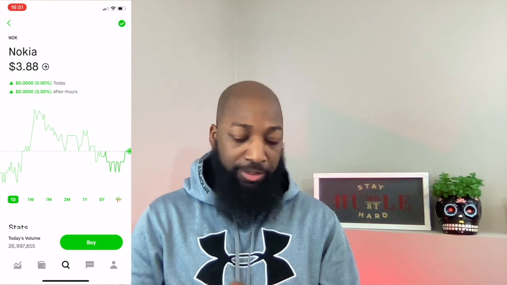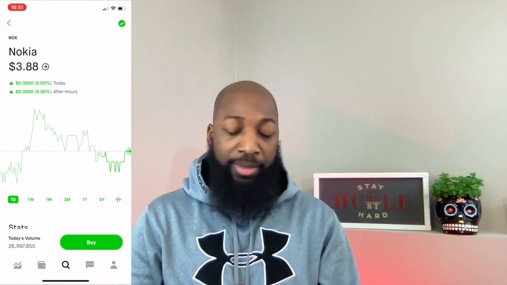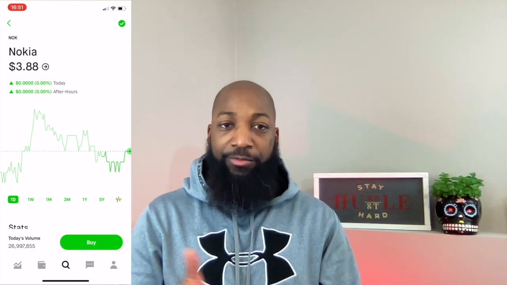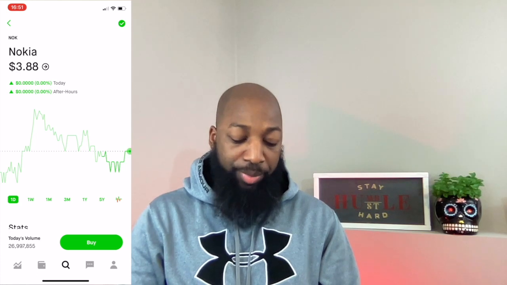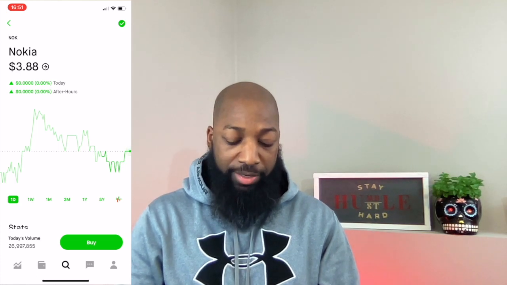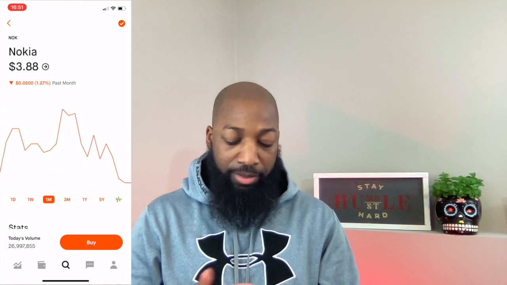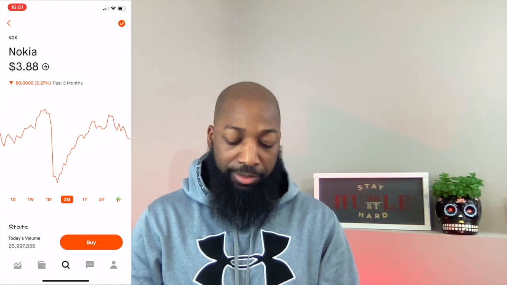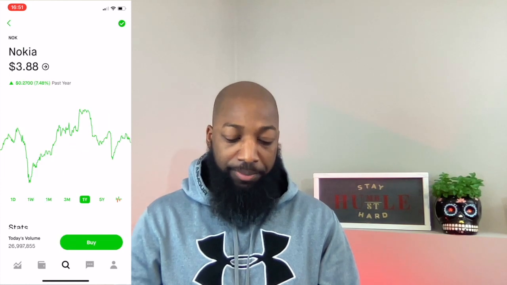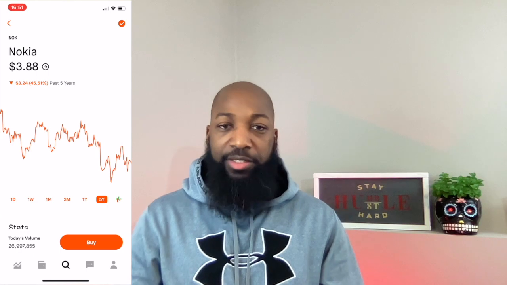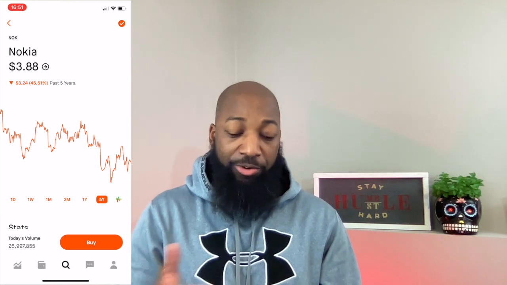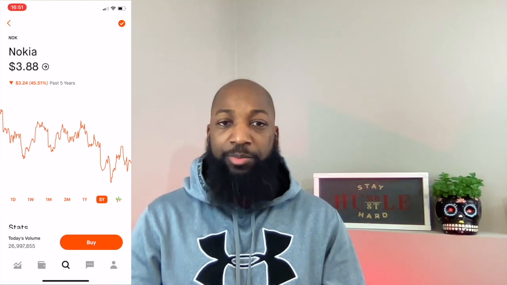So by default, it's going to show you the day that it's on and how it did for that particular day. But you can also look at the 1 week trend versus the 1 month, 3 months, 1 year, all the way out to 5 years. And why is this relevant? This is a good indicator for just getting a general feel for how the stock is performing, right?